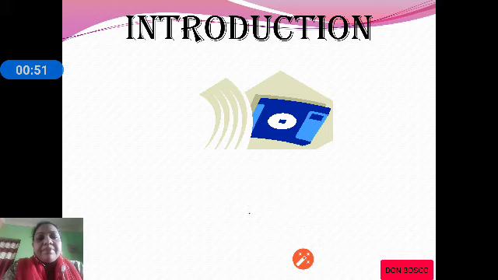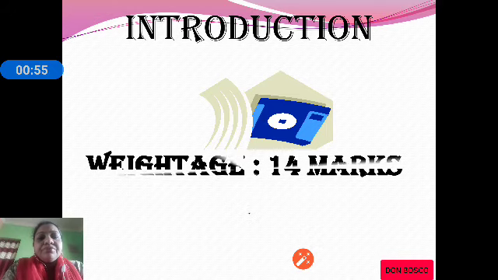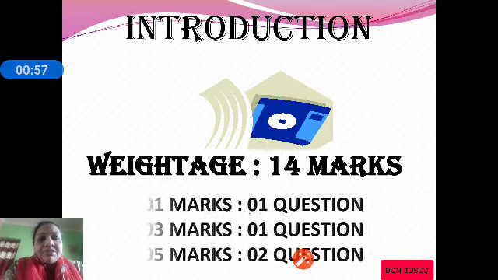So this is data structures part 7, DS7. Again, this particular chapter carries 14 marks: one 1 mark question, one 3 mark question and two 5 mark questions you have to study from this chapter.